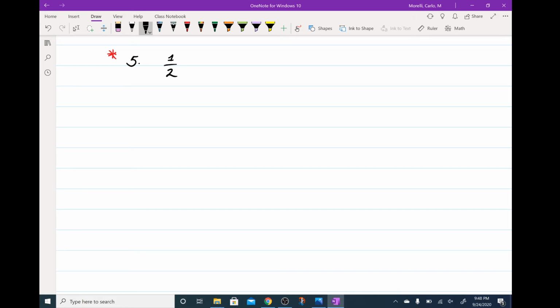1 over 2, open parentheses, 6 plus 2x, close parentheses, equals 3 plus 14 over 7 x. Okay. So I want to rewrite this 3 a little bit neater. I want to rewrite this equals sign a little bit neater.